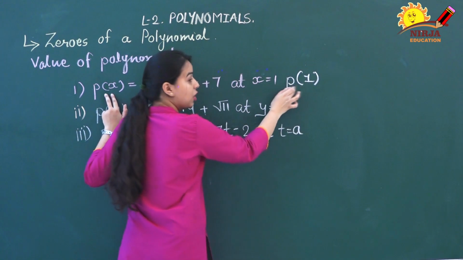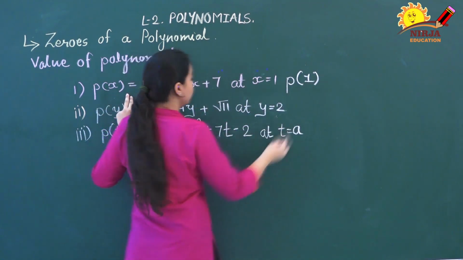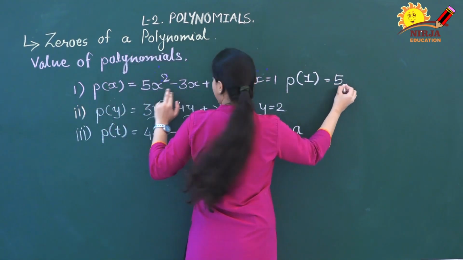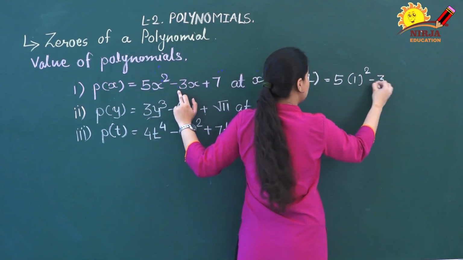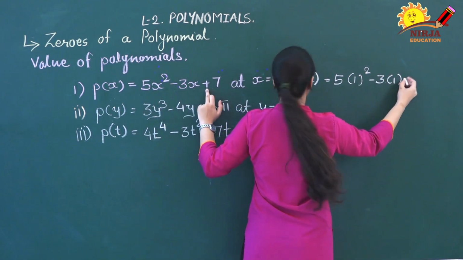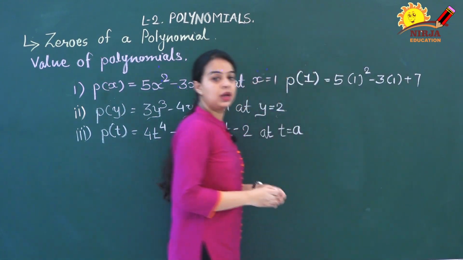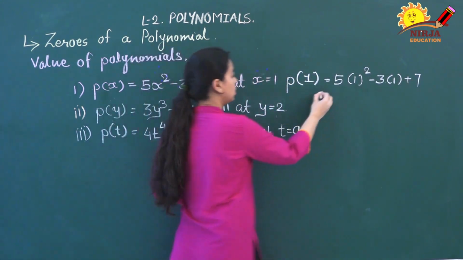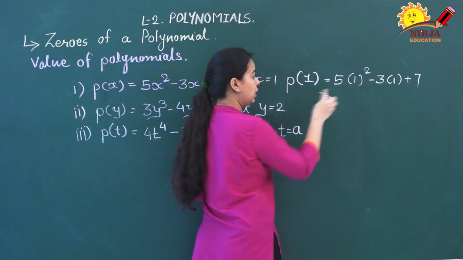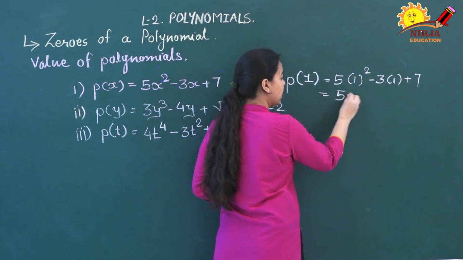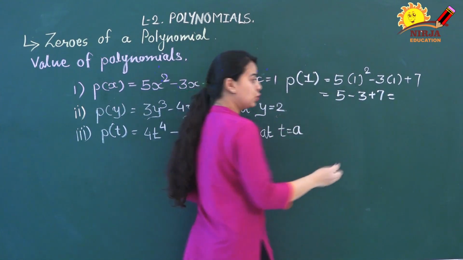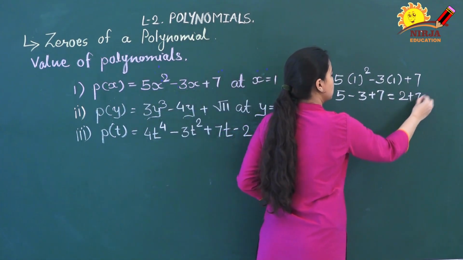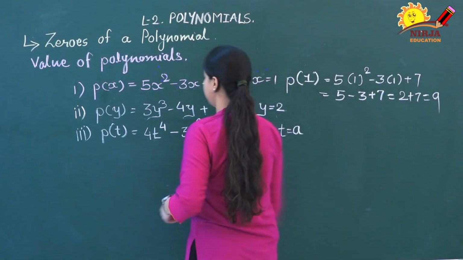So we can write p of 1 instead of p of x is equal to 5 into 1 square minus 3 into 1 plus 7. Let's solve it further. 1 square is 1 and 5 into 1 is equal to 5, minus 3 plus 7. 5 minus 3 is equal to 2. 2 plus 7 is equal to 9.